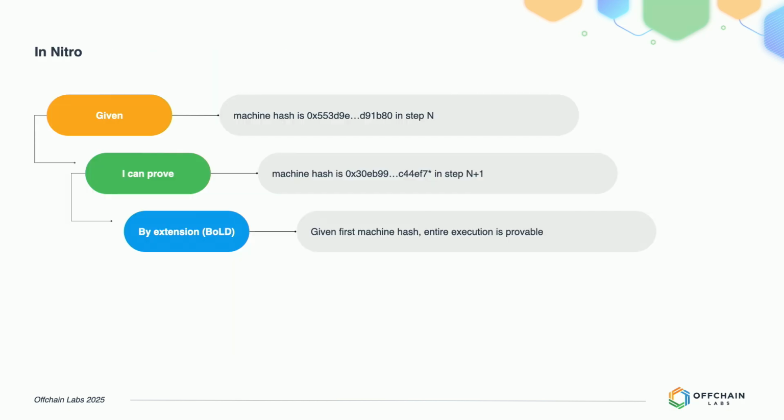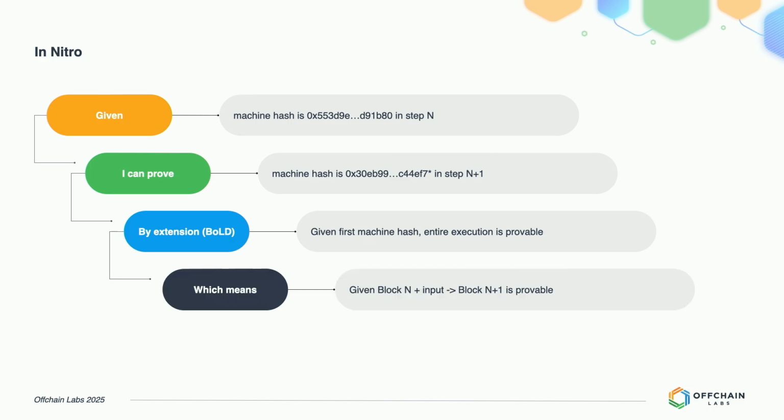So I have solved the problem I showed you at first. I proved that given one machine hash, I can prove what the next machine hash is going to be. By extension, using BOLD algorithm, given the first machine hash, I can prove to you the entire execution of everything that can happen now.